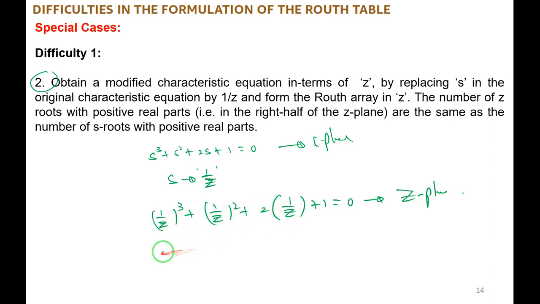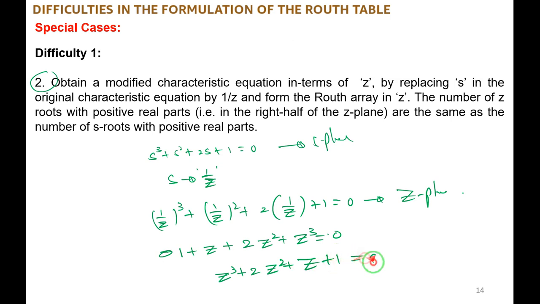So multiply throughout this equation by z cube. What will I get if I multiply by z cube? 1 plus z, and 2 times z cube by z, z square, plus 1 into z cube. So rearrange it: z cube plus 2z square plus z plus 1 equal to 0. Now this is the characteristic equation in terms of z. We call it the modified characteristic equation, because earlier this was the original characteristic equation, and we have converted it in terms of the z plane.